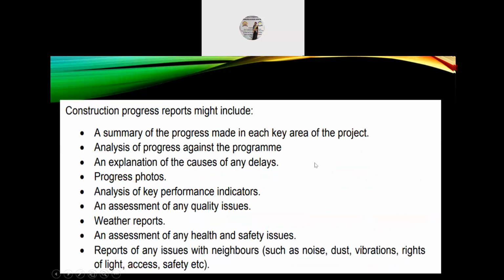Construction progress reports may include the following points: a summary of the progress made in each key area of the project, analysis of progress against the program, an explanation of the causes of any delays, progress photos, analysis of key performance indicators, an assessment of any quality issues, an assessment of any health and safety issues, reports of any issues with neighbors such as noise, dust, vibrations, rights of light, access and safety, etc.